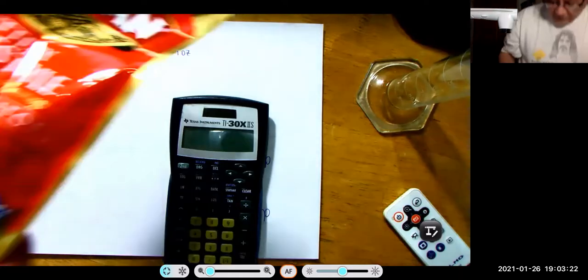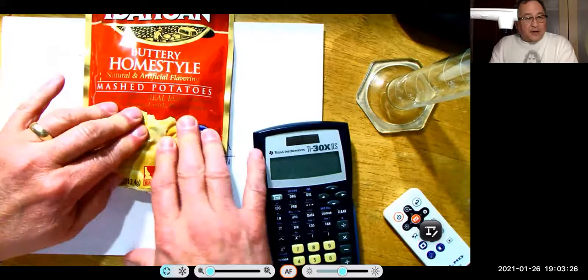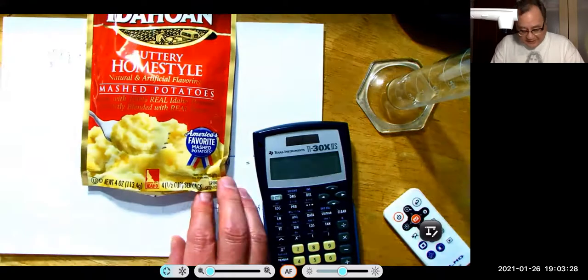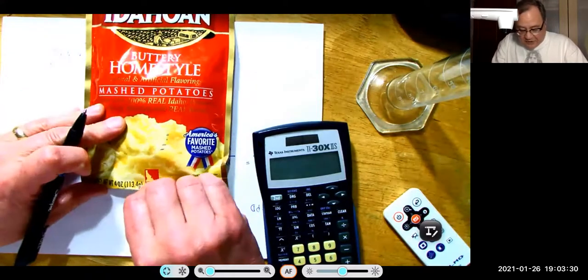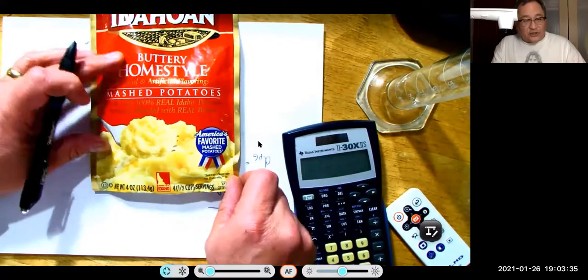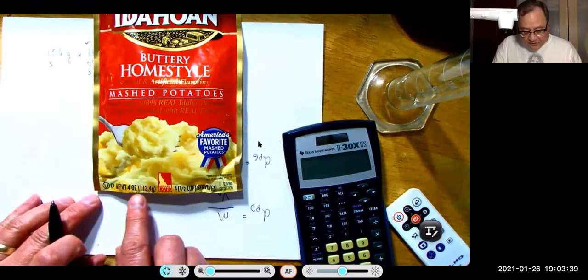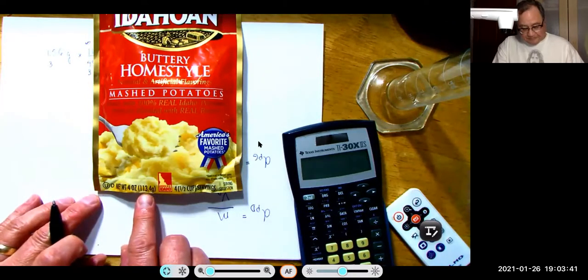Okay, so here I have this Idahoan buttery home style mashed potatoes. We've had this on our shelf for about 3 or 4 years because it looks horrible. But you see the 4 ounces and the 113.4 grams.